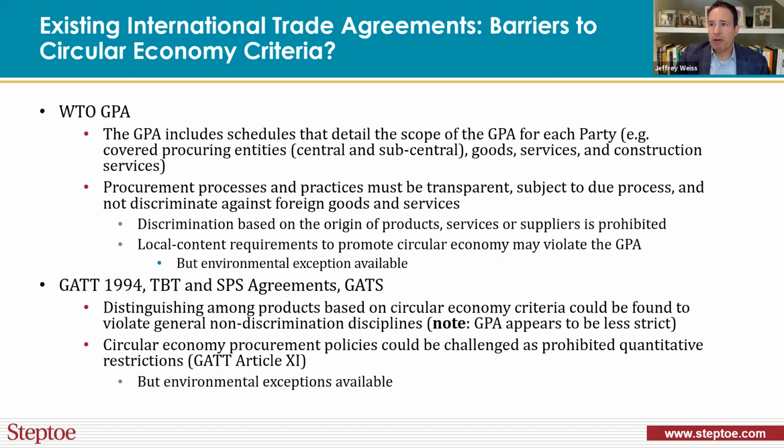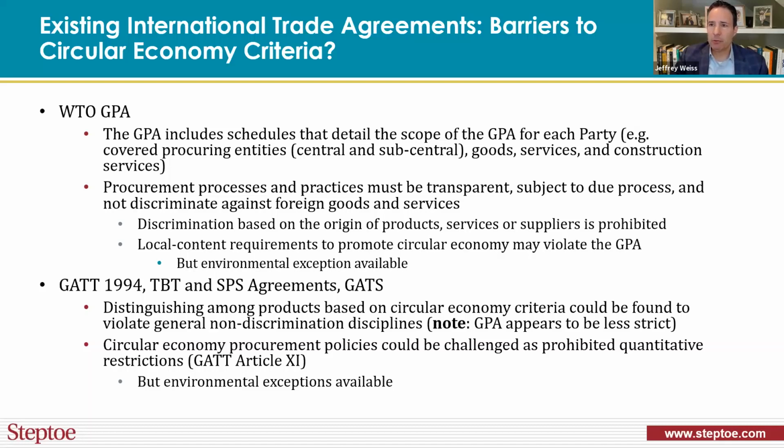Now let's talk about potential barriers. And let's talk first about the government procurement agreement and also some of the other agreements. The way the GPA is structured is that there are disciplines, which we've already discussed, and then countries have schedules, because not everything in their procurement regime is subject to these provisions. They actually have to take commitments. And you determine what entities you're going to cover at both the central and subcentral government level, what goods and services and construction services are covered and which ones are not.